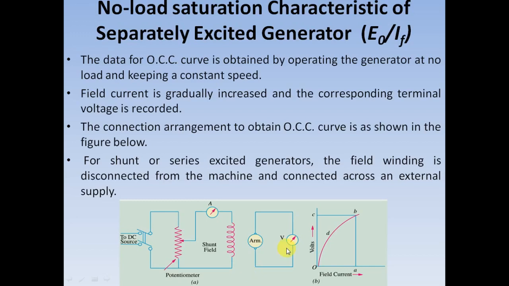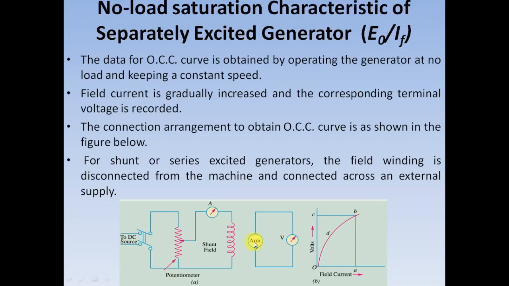A voltmeter is connected across the terminals of the armature and an ammeter is used to measure the field current. The field current is varied by using this potentiometer. From this diagram it's very clear that there is no load connected in the armature. In order to plot this OCC, the field current is varied by adjusting this potentiometer and the corresponding magnitudes of generated EMF are obtained from this voltmeter.